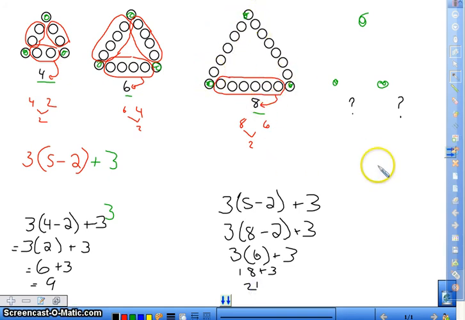So the follow-up question would be, how many dots would be in a triangle with a side length of 20? Answer that on your sheet.